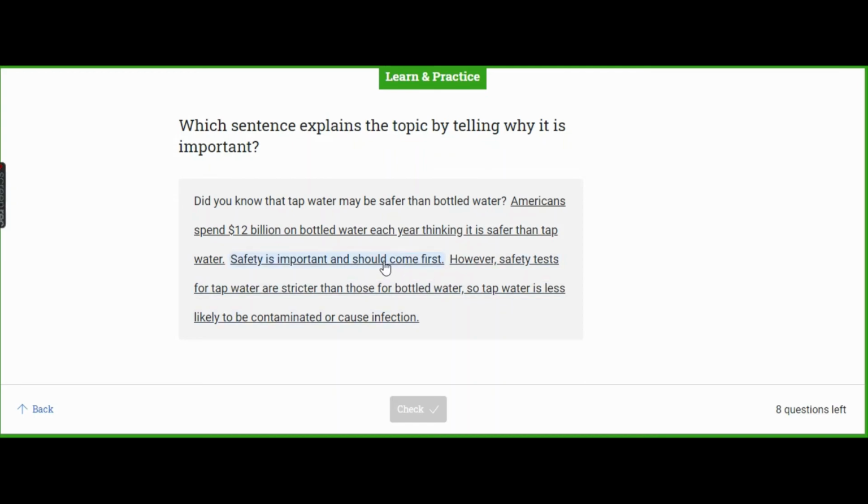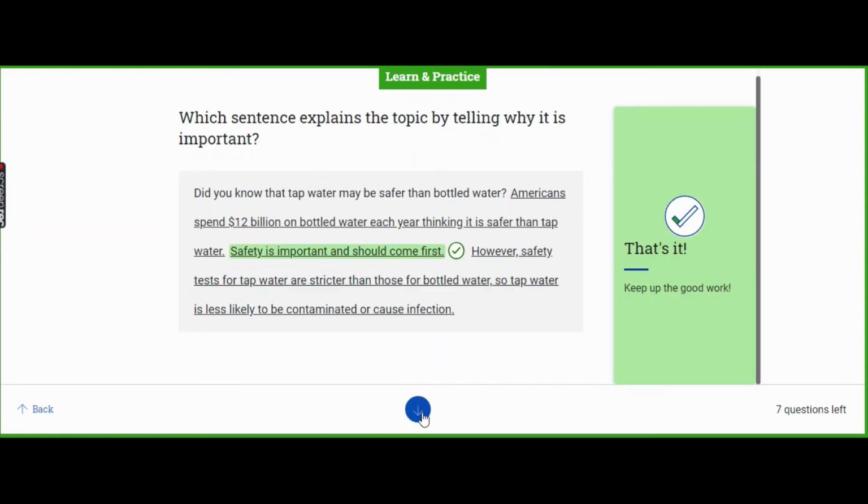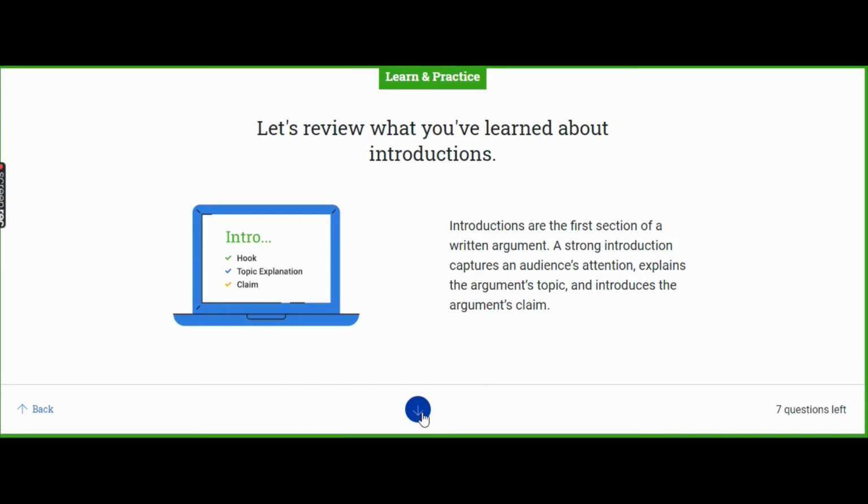Hopefully you chose the second sentence, again talking about the safety with water and why it's important. Very good. Let's review what you've learned about introductions. Introductions are the first section of a written argument. A strong introduction captures the audience's attention, explains the argument's topic, and then introduces the argument's claim. Again, when I read over the essays, a majority of you went straight to the claim instead of starting with a hook and an explanation of the topic. In order to get full credit, you need to make sure that you have both a hook and a topic explanation as well as the claim.